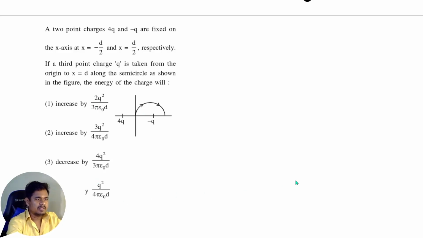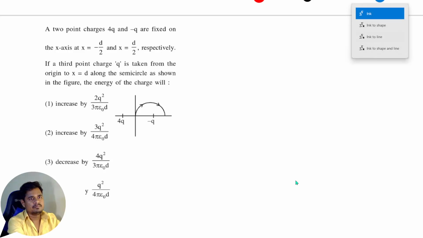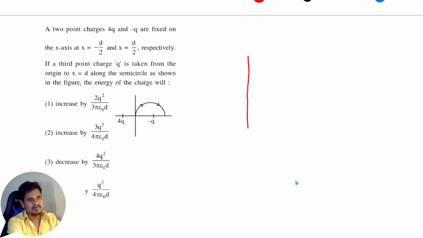So we can do one thing here. Let us consider this as an axis. So this is our one axis here, and this is our another axis, and this is the location of the 4q charge. This is the location of the minus q charge. From the origin we are going to this point on a semicircular track, as has been shown.